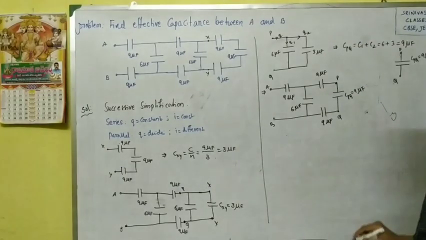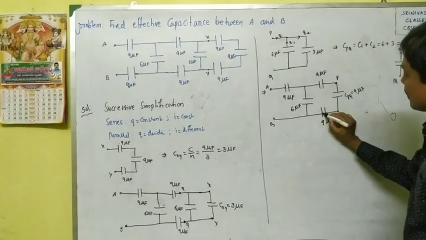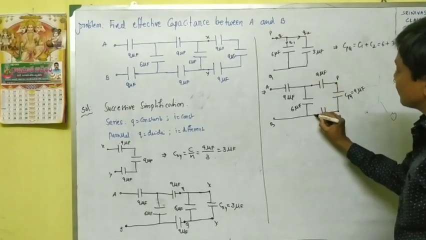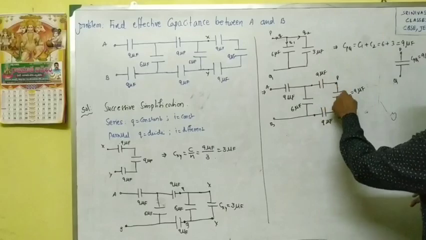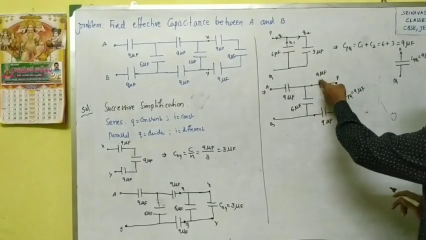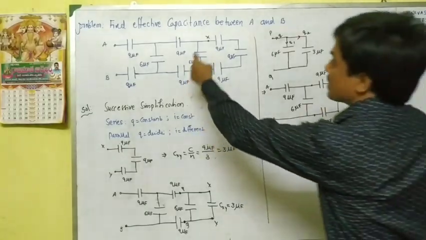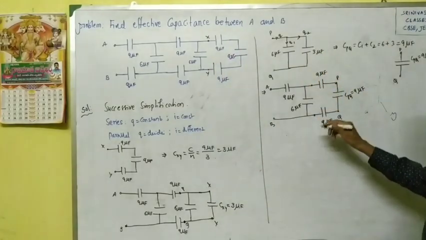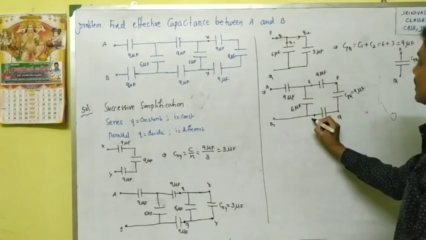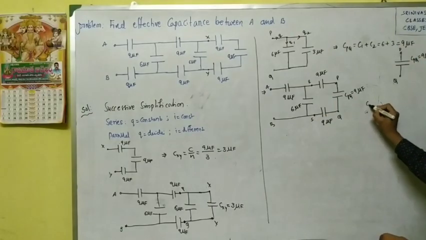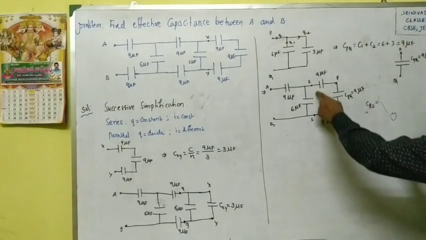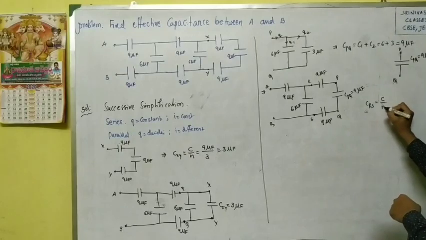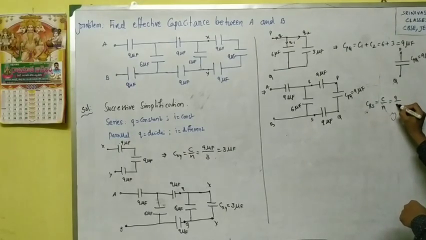Now again we have to take the next part. We have to take this part. Now these three are in which combination? These three are again in series combination, same as this one, right? Then for example this is R and this is S. What effective capacitance will you get between R and S? We do their series combination, C by N. 9 by 3, again 3 microfarad we will get.